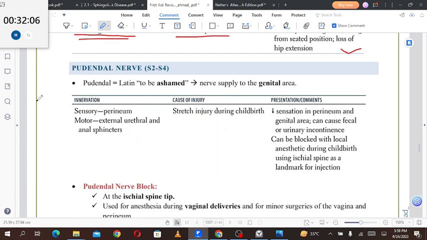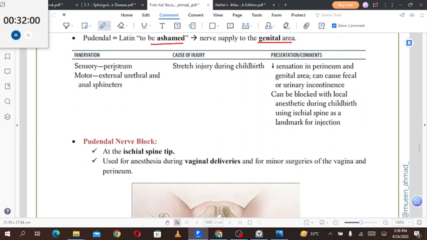Pudendal nerve is Latin for "to be ashamed." It supplies the genital area. The innervation: sensory innervation by the pudendal nerve is to the perineum, and motor innervation is to the external urethral and external anal sphincters.